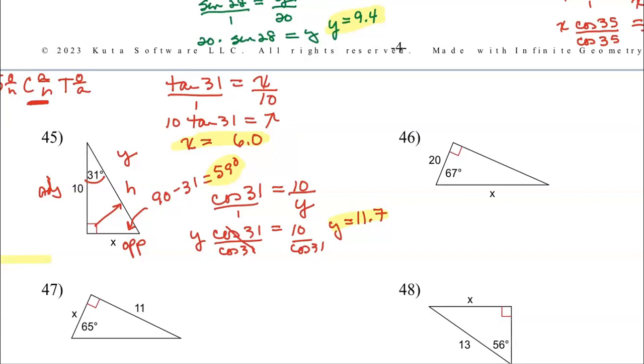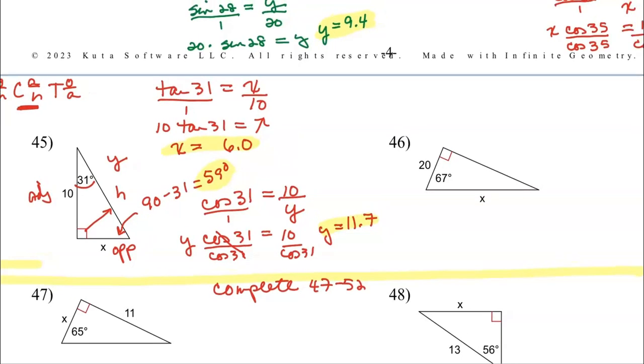Okay, so let me just put this back in now. I'll just make it a little bit lower. And I'm going to say complete 47 to 52. Okay, we're going to do one more together, and that is 46.